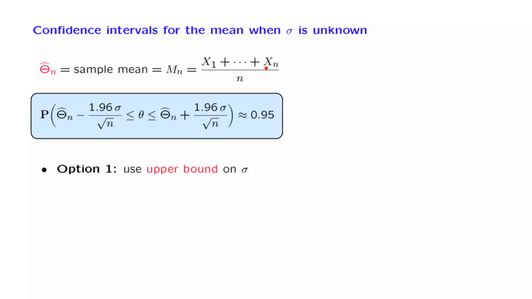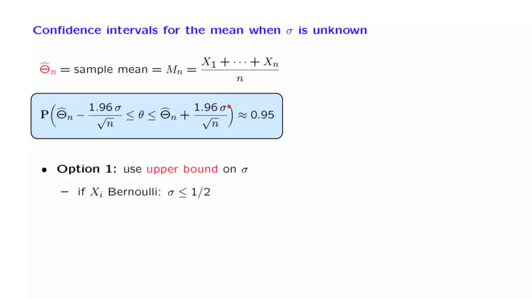One option is to use an upper bound on sigma. So we will be using a value that's larger than or equal to sigma, and this is going to make our interval somewhat larger. So this is a conservative choice, but it is definitely an option. For example, if we're dealing with Bernoulli random variables, we know that the standard deviation is less than or equal to 1/2, so we can just plug in the value of 1/2 at this point.